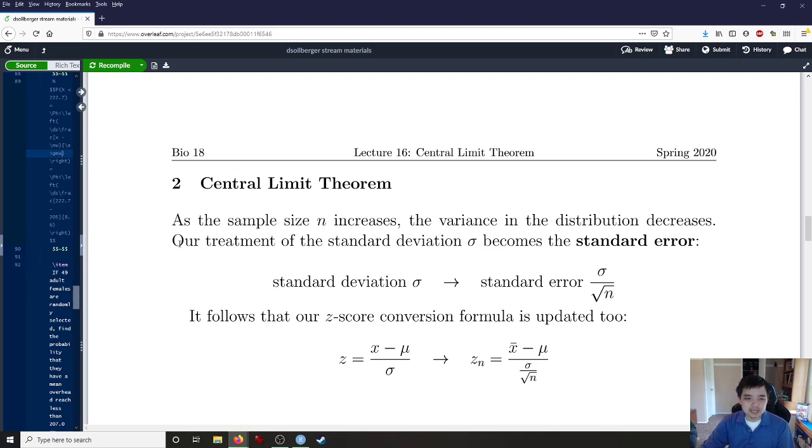The jargon is that our treatment of the standard deviation, sigma, becomes the standard error. That is, this sigma is adjusted to become sigma over the square root of n. And since we've seen sigma in the z-score conversion formula, that gets adjusted, so this denominator down here in the bottom right is now the standard error, sigma over the square root of n.